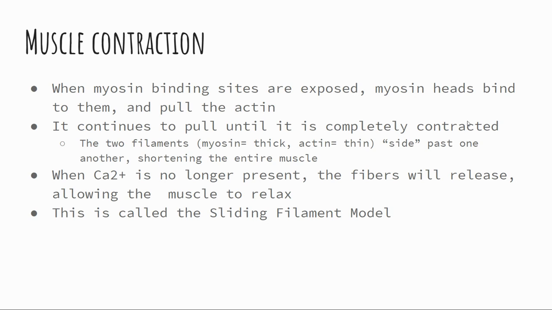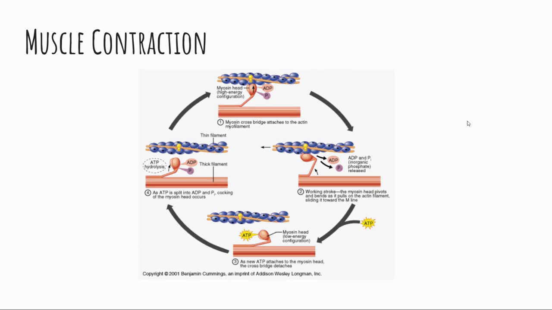When calcium ions are no longer present, the fibers will release, allowing the muscle to relax. This is called the sliding filament model. So the movement and the presence of calcium ions is what causes muscles to contract or relax. And here you see as it's binding, the myosin head is binding to the thin filaments, thick filaments. It's pulling, pushing, relaxing, whatever's needed for a contraction or a lack thereof.